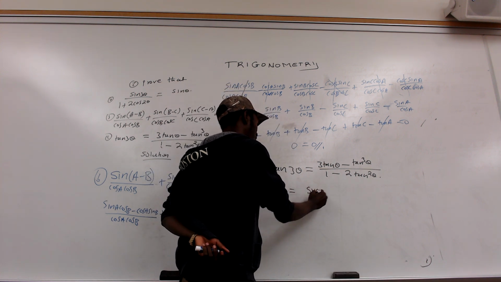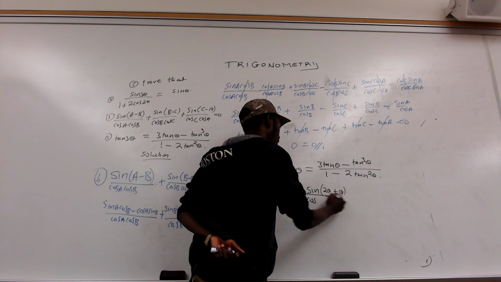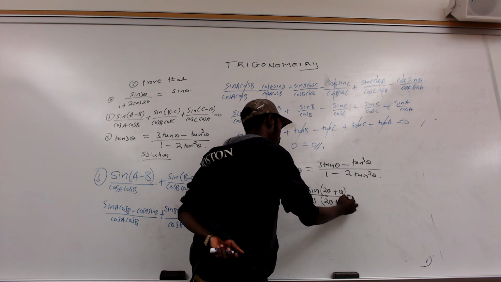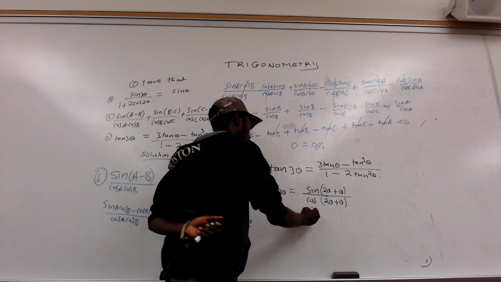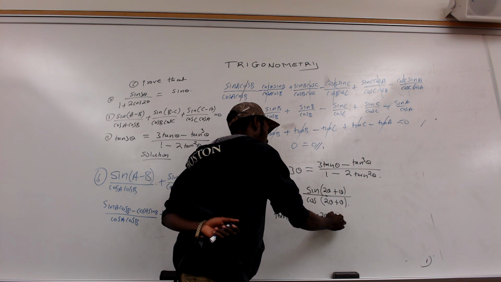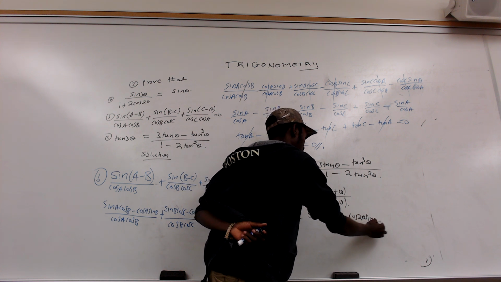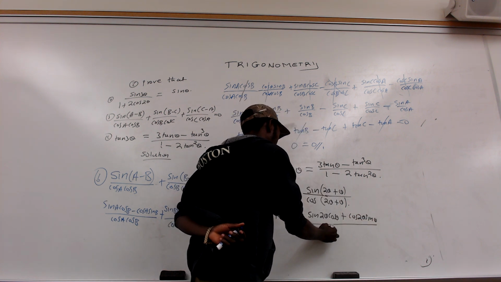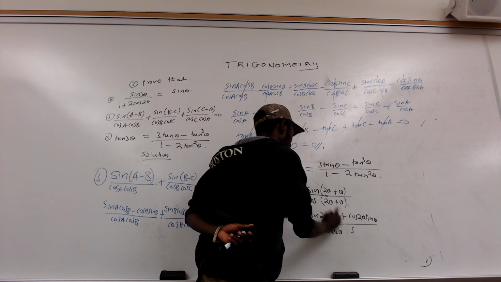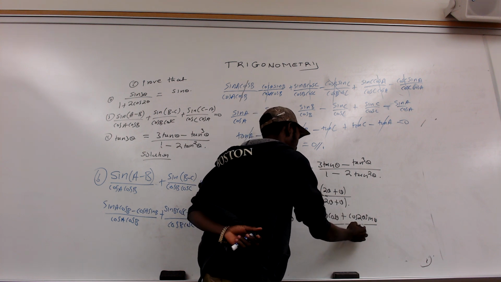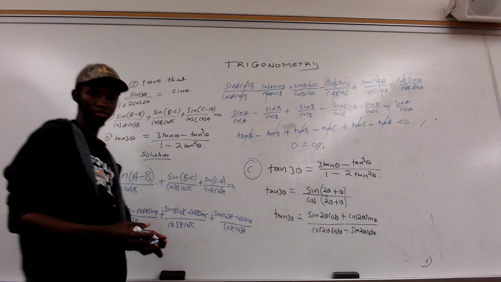Since tan is sine all over cos, this is going to be sin of 2 theta plus theta over cos of 2 theta plus theta. If we continue, tan 3 theta expands to sin 2 theta cos theta plus cos 2 theta sin theta, divided by cos 2 theta cos theta, and since here is minus, it is going to be minus sin 2 theta sin theta. This is what we have for this point.